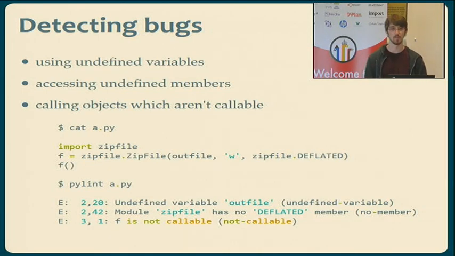Second, Pylint can be used to detect more serious flaws and bugs, such as if you use undefined variables, or if you're trying to access attributes which just aren't there, or you are trying to call objects which aren't callable. What's happening in this example is that I'm trying to use a variable which wasn't defined, out file, and I'm trying to call an instance of zip file which is not callable. Pylint detects these issues and properly emits a warning, and they can be solved afterwards.